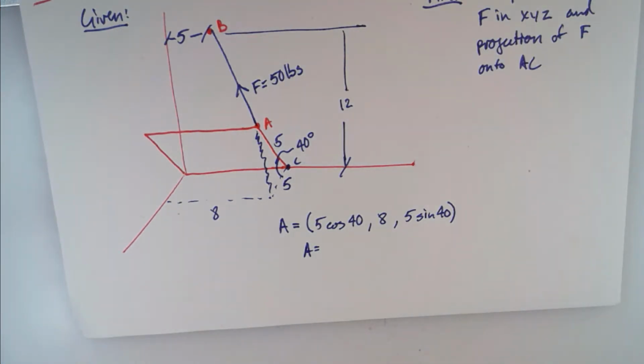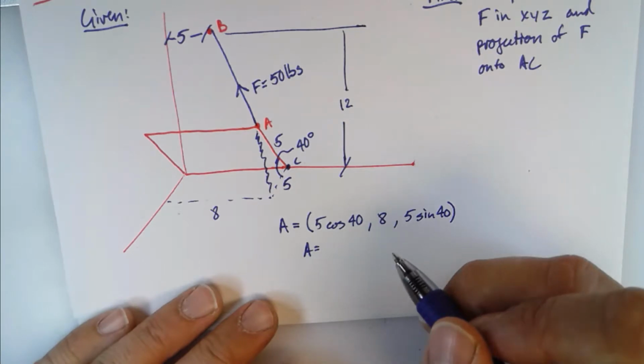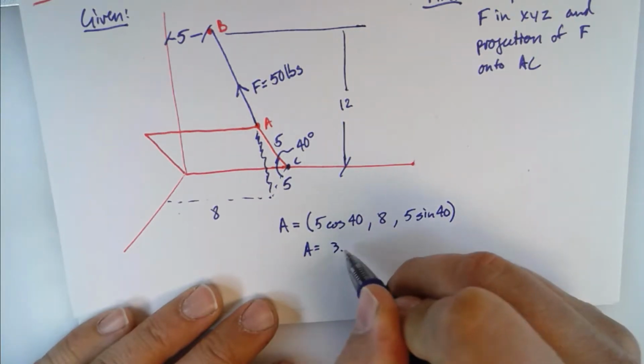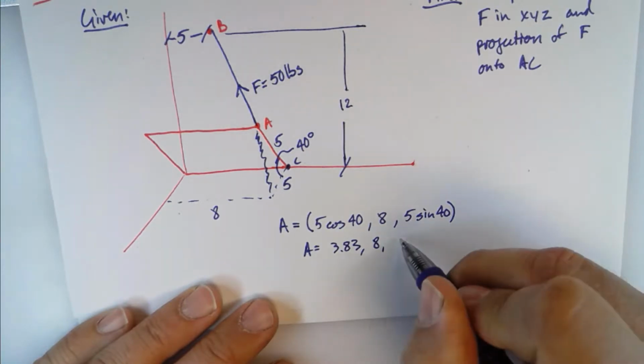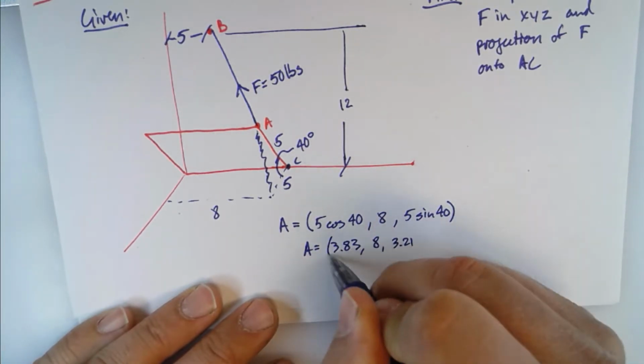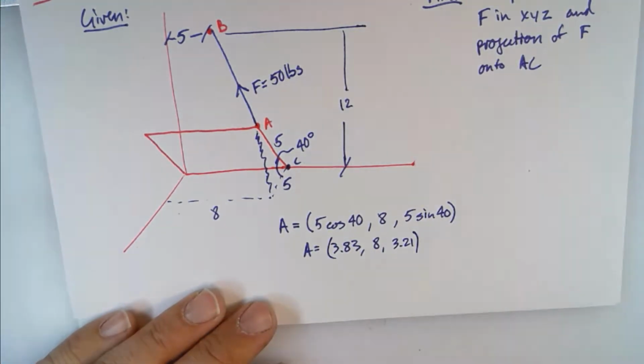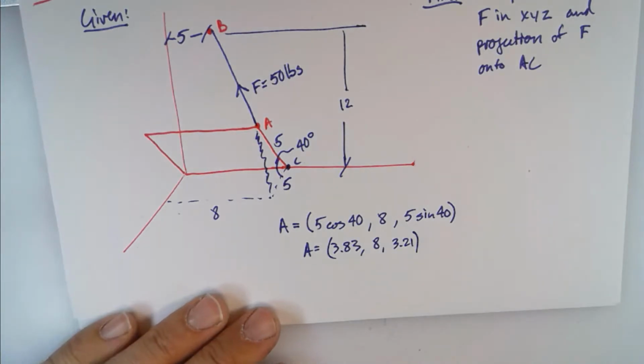Anyone have a 5 cosine 40 and 5 sine 40 for me? 5 cosine 40 is 3.83. And 3.21. Okay. Everybody okay with those coordinates? So how do I find the position vector now?